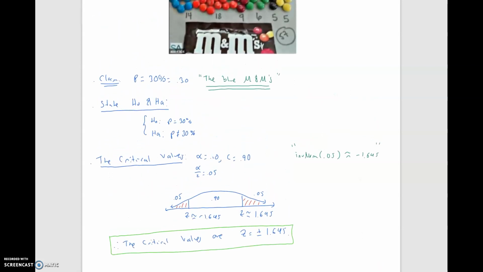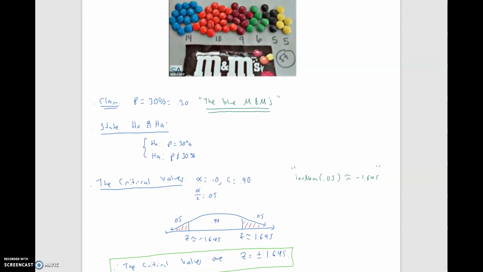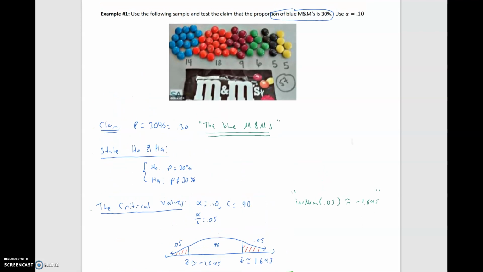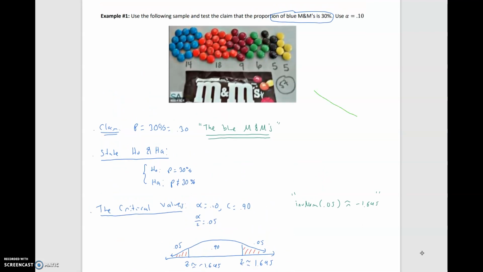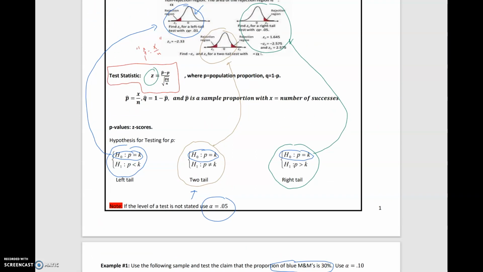Okay, now that we took a look at the population, the next step is to actually look at the sample. And what we're trying to see here is if, based on this sample, do we have sufficient evidence that the proportion of the M&Ms that happen to be blue happens to be 30%. Now, as we look at the sample, we're looking at the test statistic.